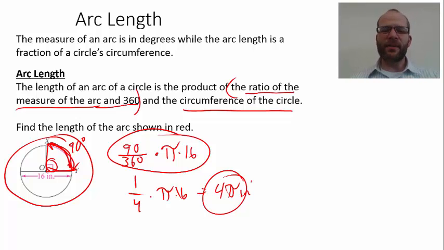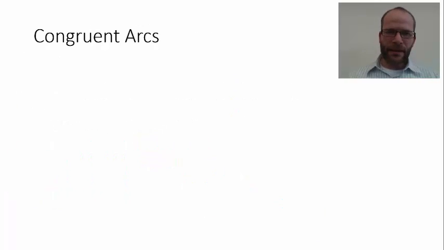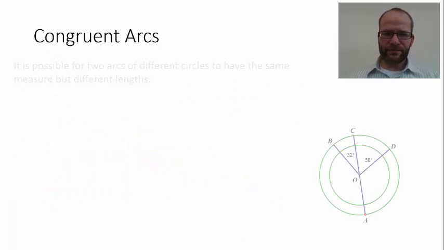Answers typically are stated in one of two ways. They may say leave in terms of pi, in which case 4 pi would be a perfect answer. Or they may say round to the nearest tenth or nearest hundredth. And if that's the case, we would simply multiply 3.14 times 4, and we would get an answer. 12.56, I believe, is that answer. 12.56 inches. Either way.